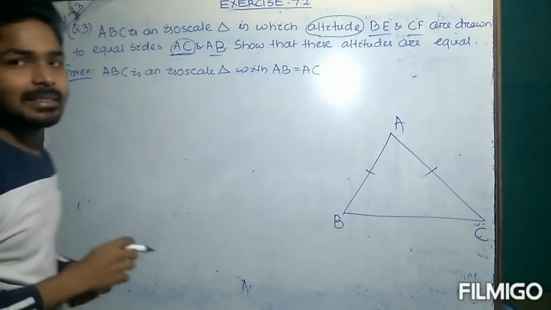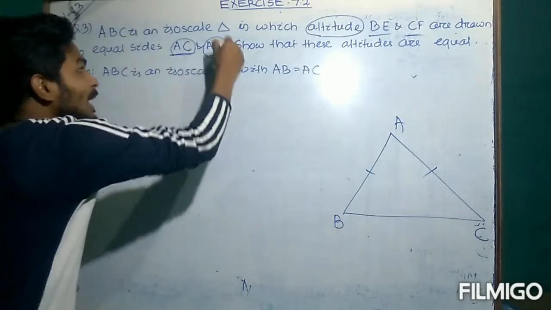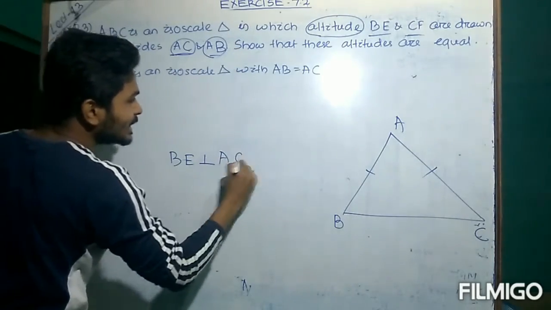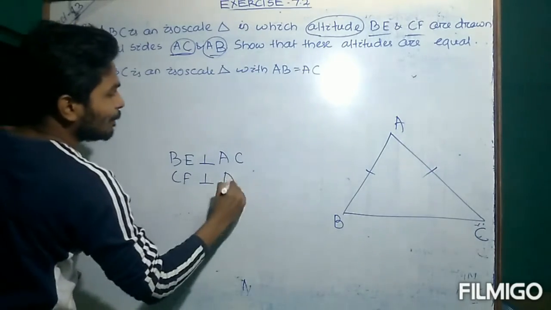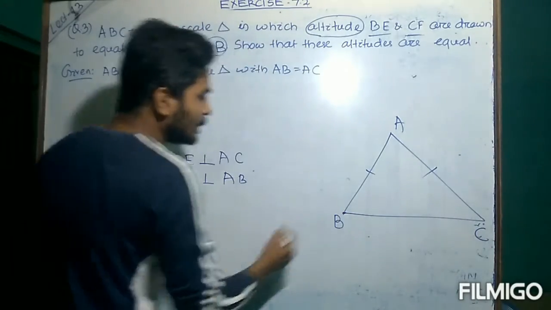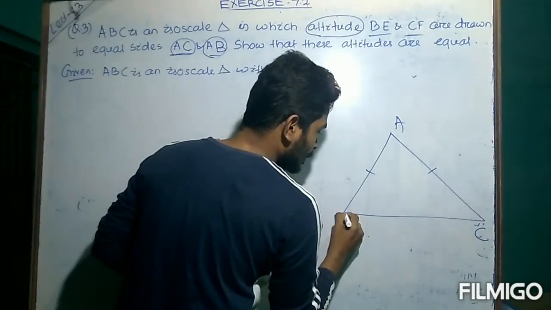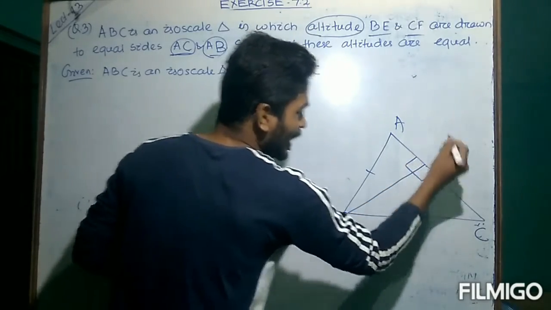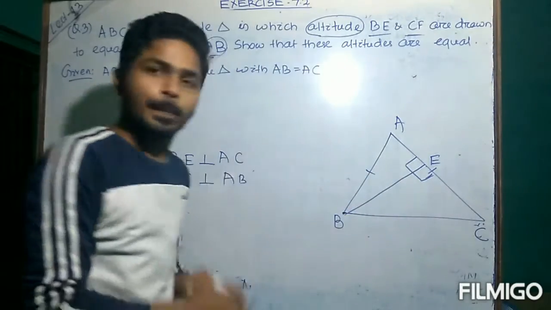BE is perpendicular to which line? To the AC side. So BE is perpendicular to AC, and CF is perpendicular to AB. Understood? So let us draw BE. It starts from B and is perpendicular on this side. Suppose this is perpendicular, so BE is perpendicular on AC, clear?